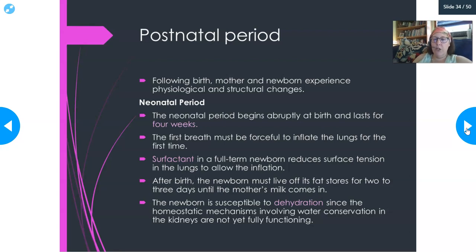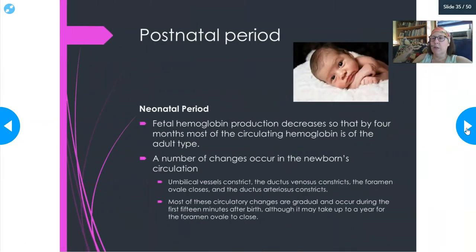After birth, the newborn has to live off of its fat stores for 2 to 3 days until the mother's milk fully comes in. During the first 4 weeks as a newborn, it is susceptible to dehydration because all of its homeostatic mechanisms aren't fully functioning yet, especially the ones involving water conservation. So it still takes them a little bit for everything to get going. The fetal hemoglobin production will decrease because the baby's no longer a fetus, and by 4 months, the circulating hemoglobin is adult hemoglobin.